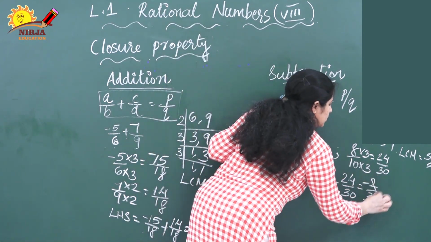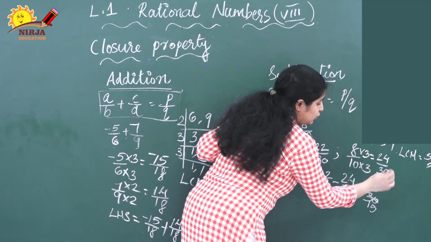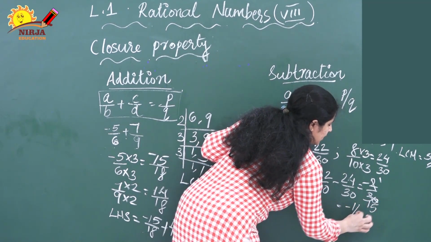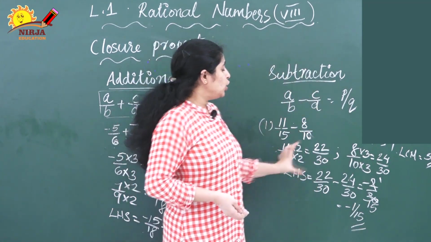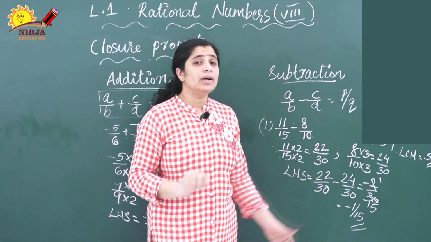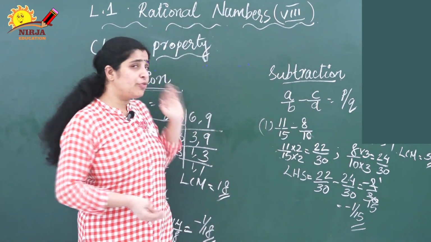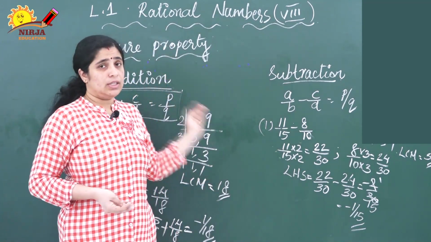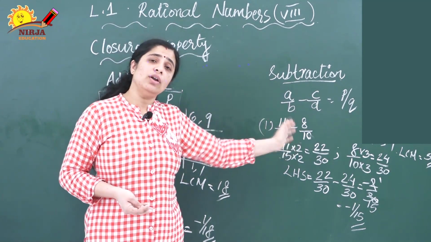Now you can change it into standard form. 1 twos are 2, 15 twos are 30. So when you write this in standard form, the answer will be minus 1 by 15. So here also you are getting the answer as a rational number. So closure property is true in the case of subtraction also. So we have discussed the first property, that is closure property. This property is true in the case of addition and also for subtraction.